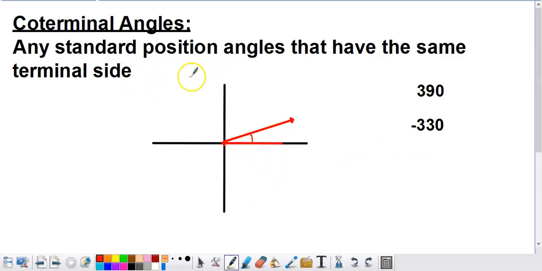Any standard position angles that have the same terminal sides, so any standard position angles that look the same when you plot them, are called coterminal angles, meaning they all end in the same spot.